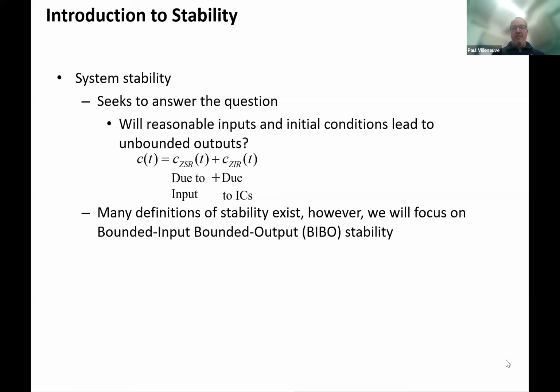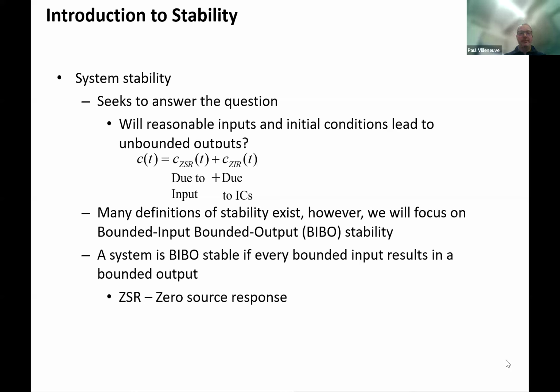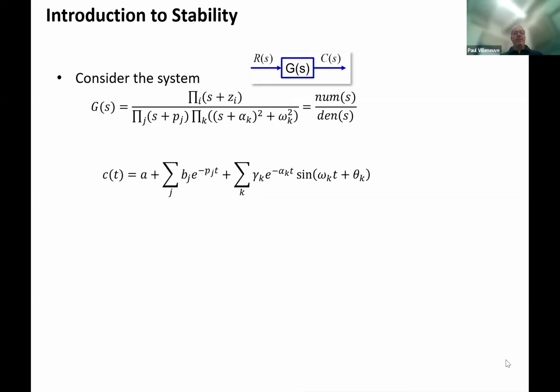Again, we're going to focus on BIBO stability. And a BIBO stable system really just focuses on the zero state response, okay? Not the input response. Because that's just your initial conditions. There's not much you can do from that. So here's our system, and don't worry about all the math. We'll do some math to present the Routh-Hurwitz approach, but this is written sort of generically.